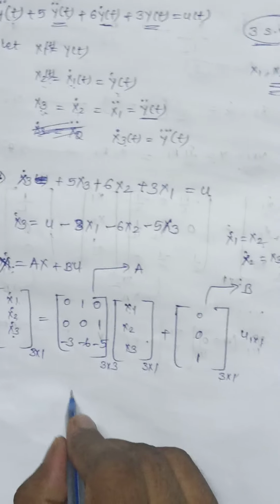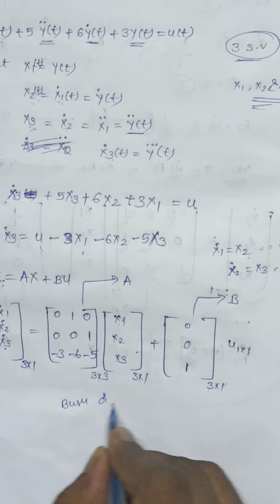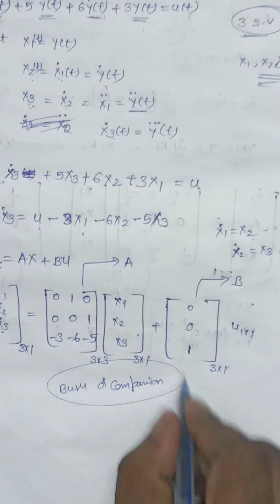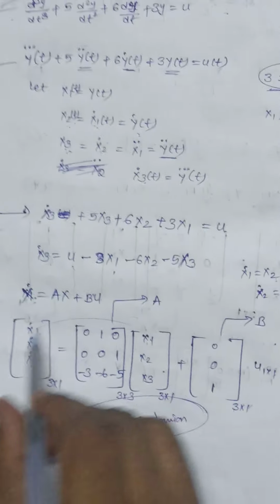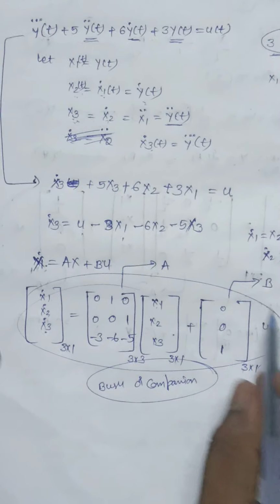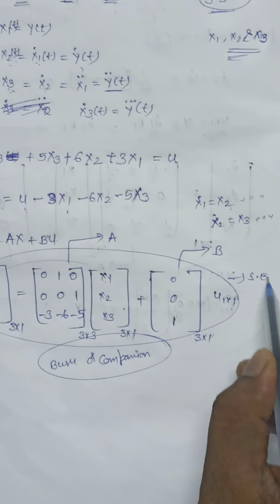So this is nothing but the phase variable form or companion form. Using phase variables, we can represent the state model like this. This is nothing but the state equation.